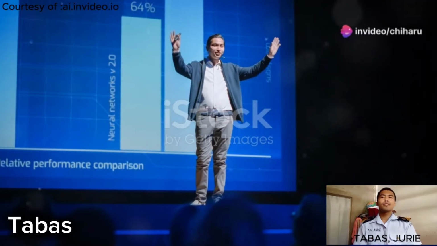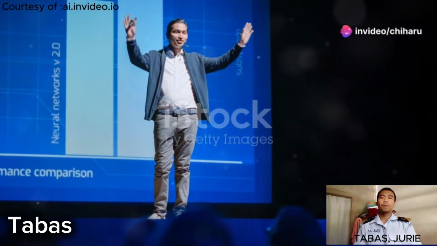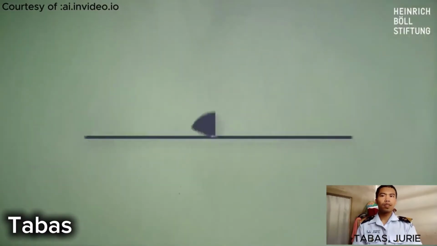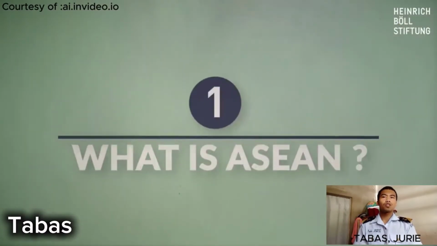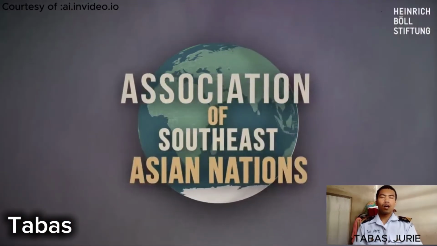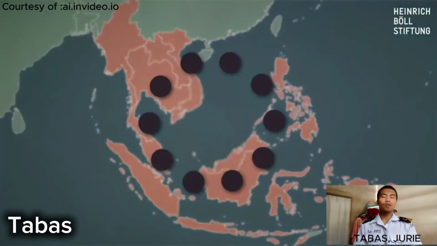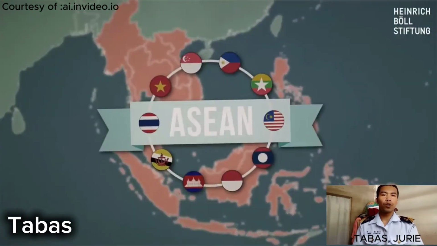Examples of our regional alliances are ASEAN and NATO. ASEAN is an association of Southeast Asian nations. The countries that are part of ASEAN are Brunei, Cambodia, Indonesia, Laos, Malaysia, Myanmar, Philippines, Singapore, Thailand, and also Vietnam.